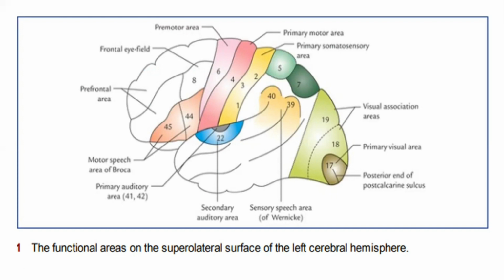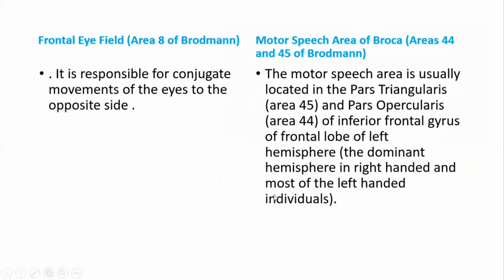So there's a difference between motor speech and sensory speech. Motor speech is Broca's area, 44 and 45. If you want to give a speech, if you want to talk, it's related to that. But if you want to understand and interpret a speech, the sensory speech area is this one, number 40, Wernicke's area.